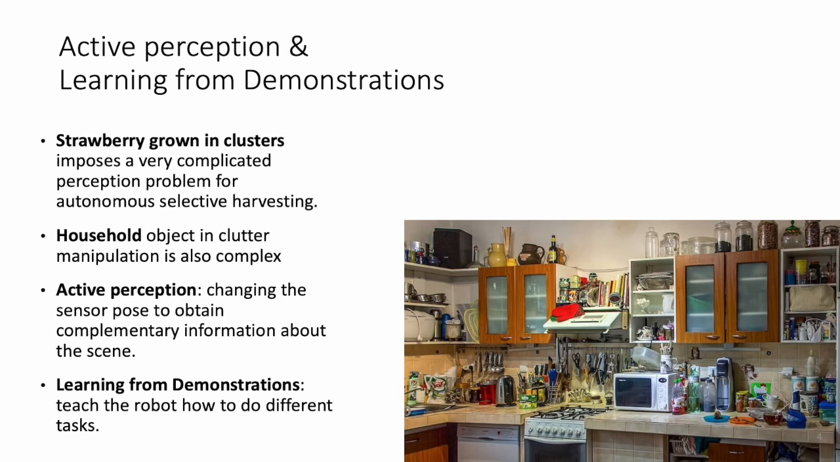As I mentioned, strawberry picking and household manipulation share similar challenges, and cluster or clutter is common. That means objects of interest may be occluded, so with a fixed camera view we cannot find the object of interest. The robot needs to change the camera position in order to see the occluded objects. Moreover, it is not easy to program the robot to interact with all the varieties of objects or different configurations of objects in the scene, and learning from demonstrations will be handy to enable a non-expert to show the robot how to perform the task in such situations.